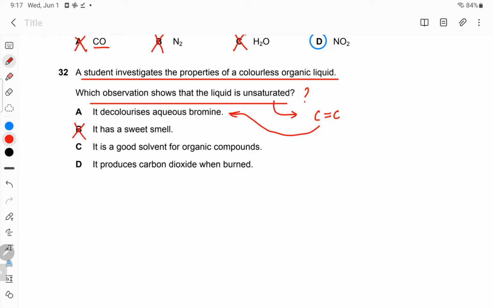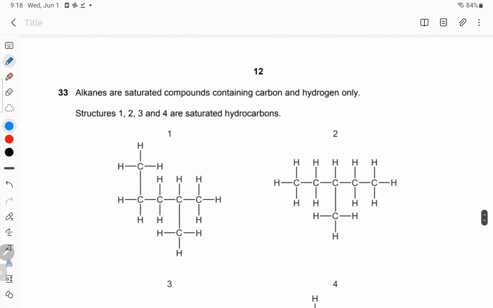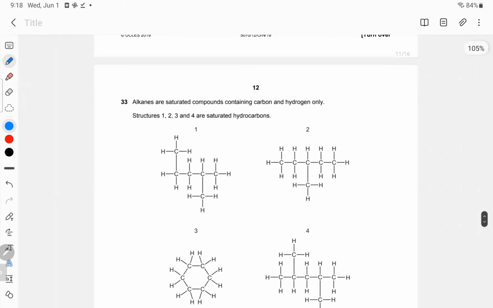There is no sweet smell specific to unsaturated liquids. We cannot say anything about that. It produces carbon dioxide when burned. Yes, this statement is correct, but it is also correct for the saturated ones as well. So that's why D is also wrong. So our correct answer is A. Is this clear to everyone? Yes, sir. Question number 33.